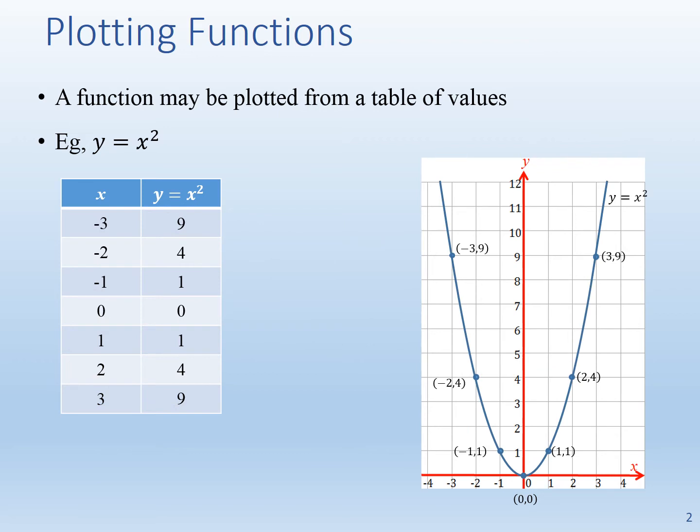We can then join all of those points up together in a smooth curve to get the graph of y equals x squared. Notice the symmetry about the y-axis.